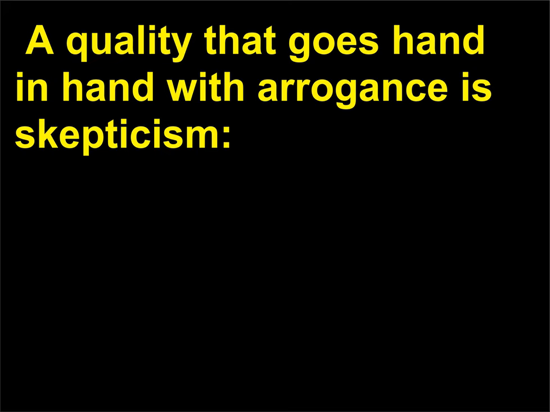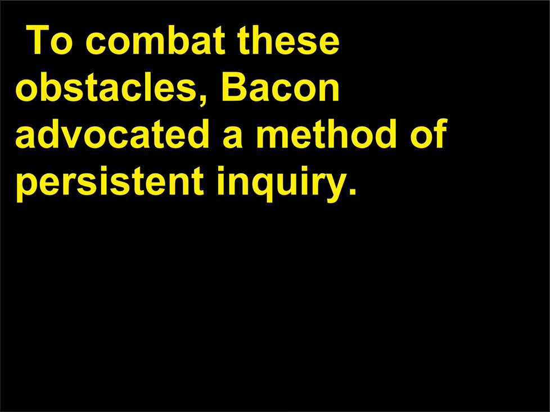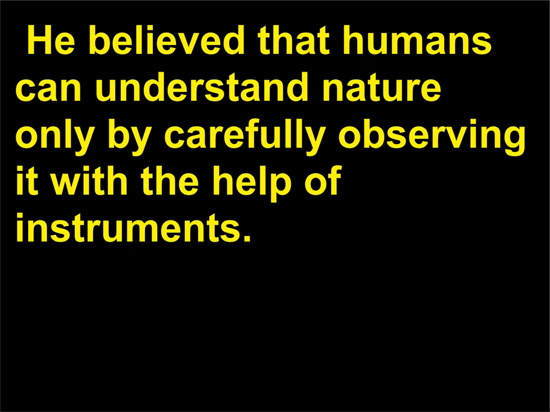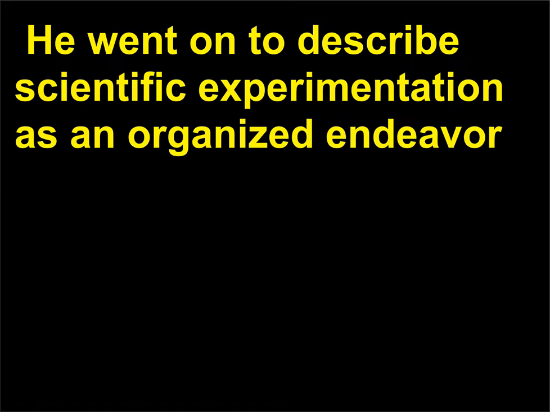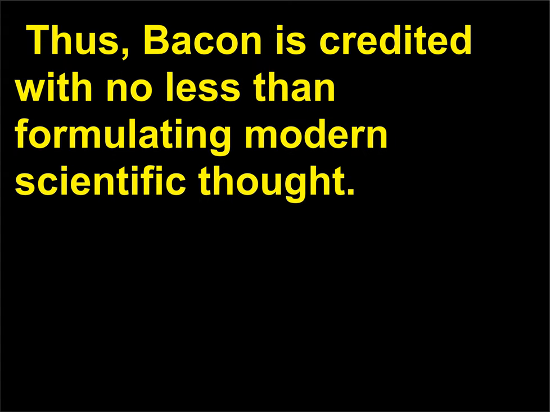A quality that goes hand in hand with arrogance is skepticism. In adhering to that which we know, we are likely to dismiss any new ideas. To combat these obstacles, Bacon advocated a method of persistent inquiry. He believed that humans can understand nature only by carefully observing it with the help of instruments. He went on to describe scientific experimentation as an organized endeavor that should involve many scientists and which requires the support of leaders. Thus, Bacon is credited with no less than formulating modern scientific thought.